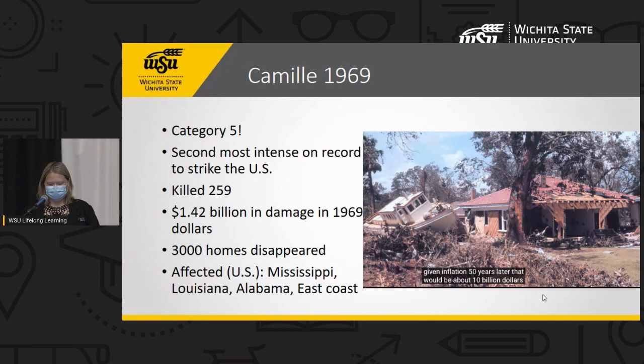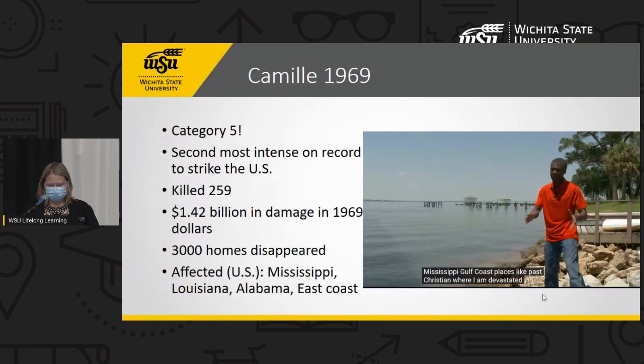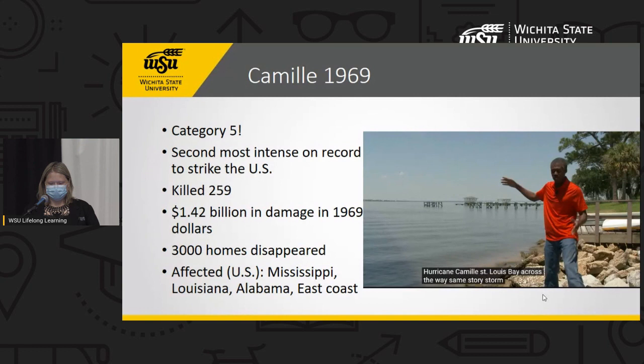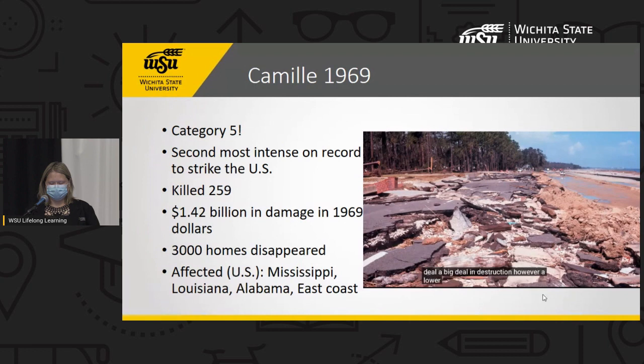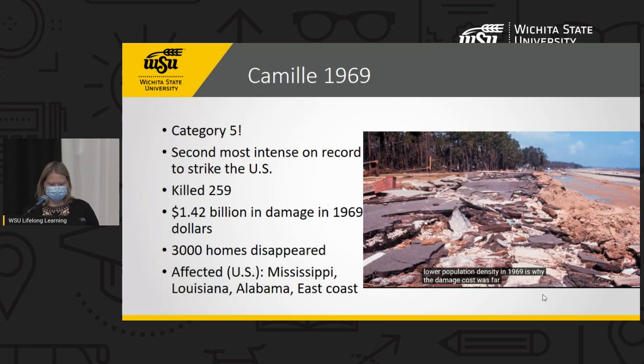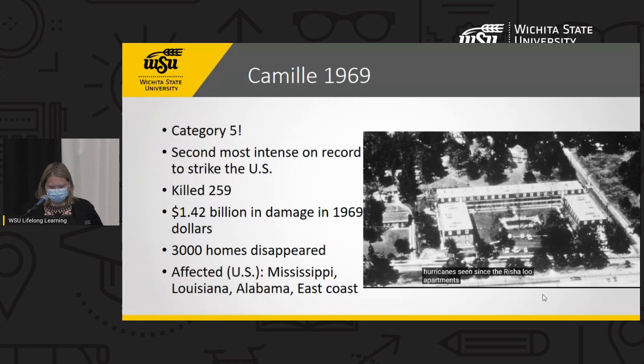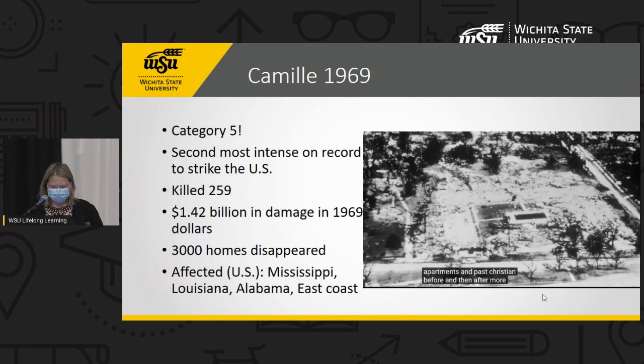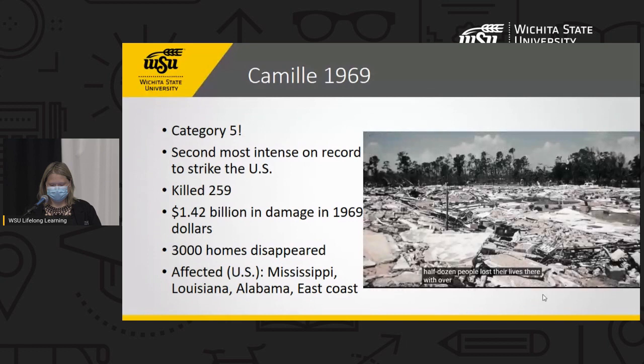The Mississippi Gulf Coast, places like Pass Christian, where I am, devastated by Hurricane Camille. St. Louis Bay, across the way, same story. Storm surge, a big deal. A big deal in destruction. However, a lower population density in 1969 is why the damage cost was far lower than many hurricanes seen since. The Richelieu Apartments in Pass Christian, before and then after. More than a half dozen people lost their lives there. With over 80,000 people evacuating, the smaller population also limited the number of lives lost.